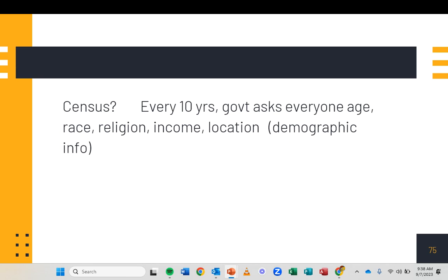Well, they need to know who lives where. Like, did California lose population? Did Wyoming gain population? They need to know that so they know how many representatives each state gets. They need to know how much money to send to each state. More populous states need more money. And another thing, how do you use this data?